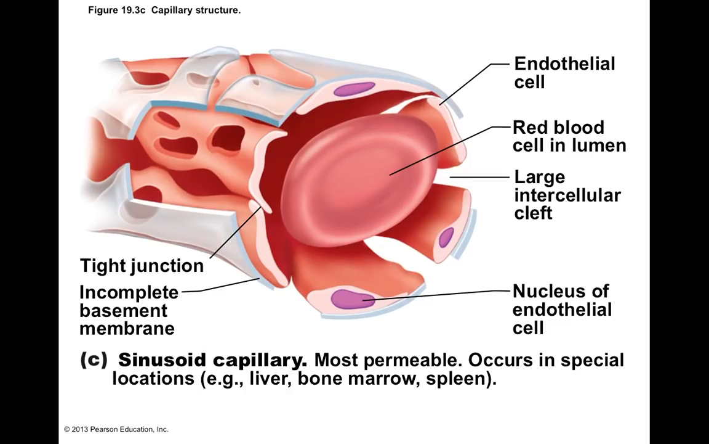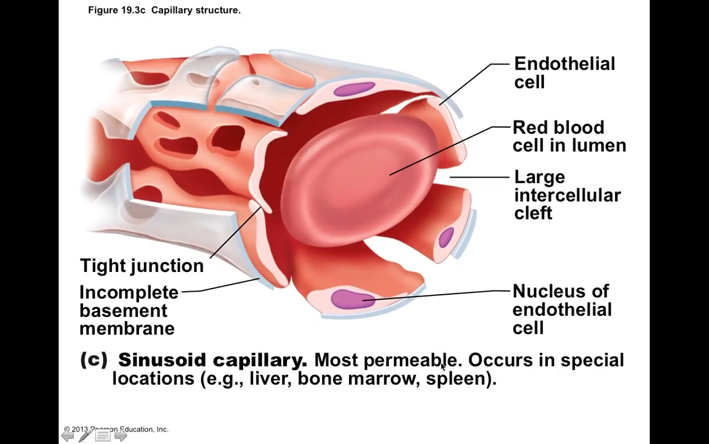So how would it make sense to have these in red bone marrow, or bone marrow in general? What's the function of red bone marrow? It creates red blood cells. So how do you guys think that red blood cells actually get into the bloodstream? It's these things here. Once those red blood cells are created, they can squeeze in through those intercellular clefts and enter the bloodstream that way.